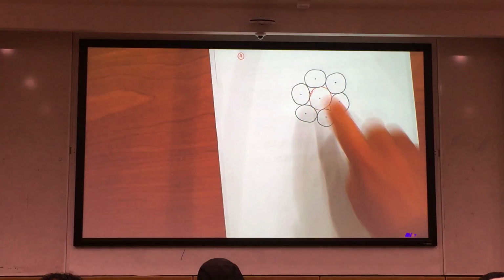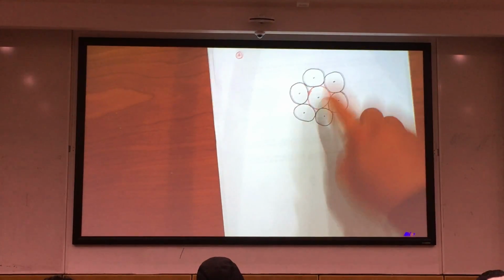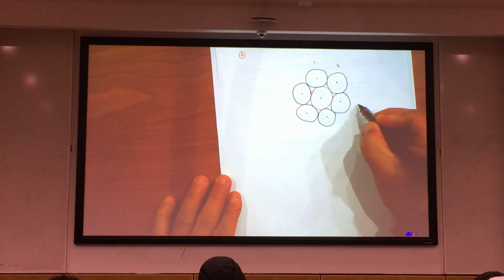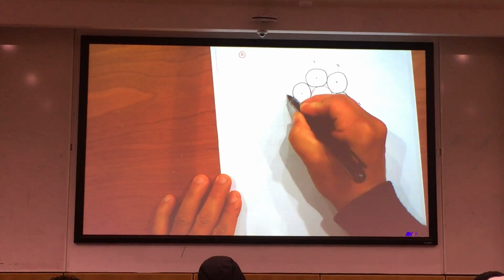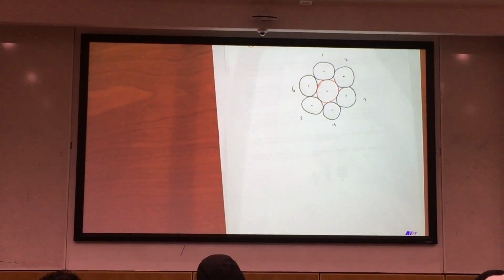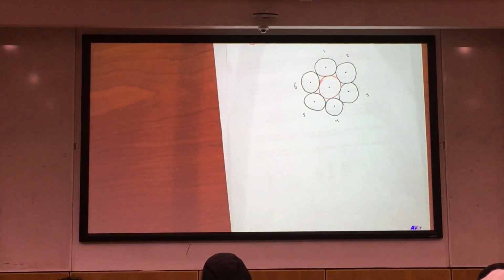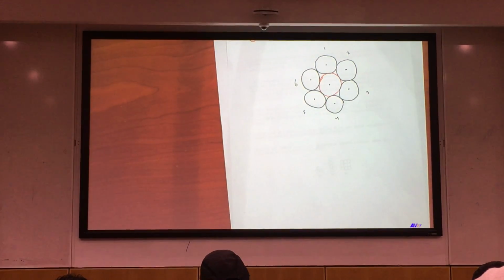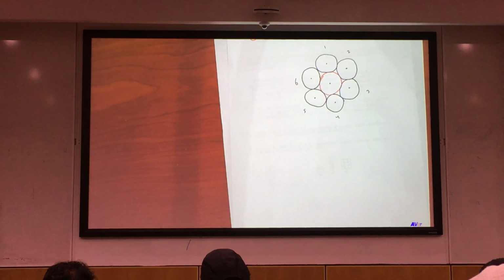So the red one is the internal one, and you can see that it's surrounded by 1, 2, 3, 4, 5, 6 conductors. So we have 7 conductors here in one wire. They are stranded together, and we need to calculate the geometrical mean radius.